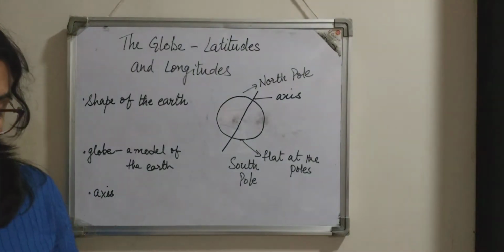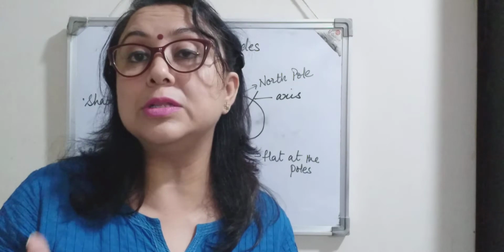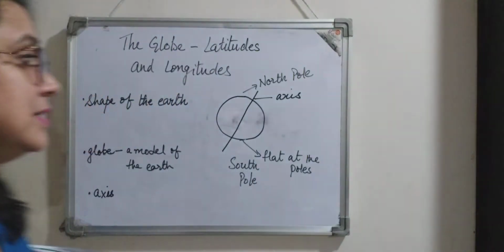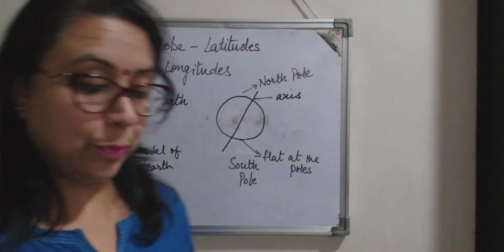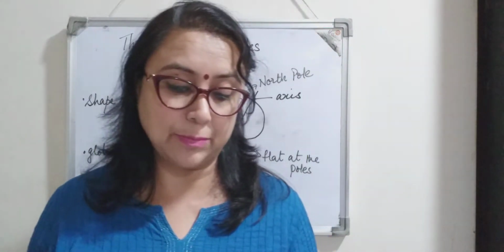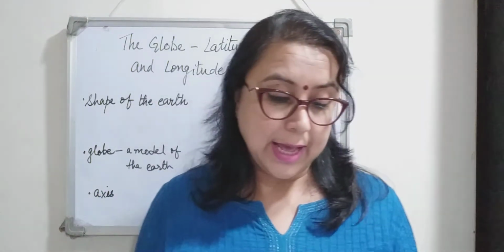So proceeding further, we find two poles. As I told you just now, the two poles are slightly flat. The pole which is there at the north is called the North Pole, and the one at the south is called the South Pole. The pole pointing towards the pole star, remember in our previous sessions we've talked about the pole star, that is the North Star, is the North Pole, and the pole opposite to it is called the South Pole.